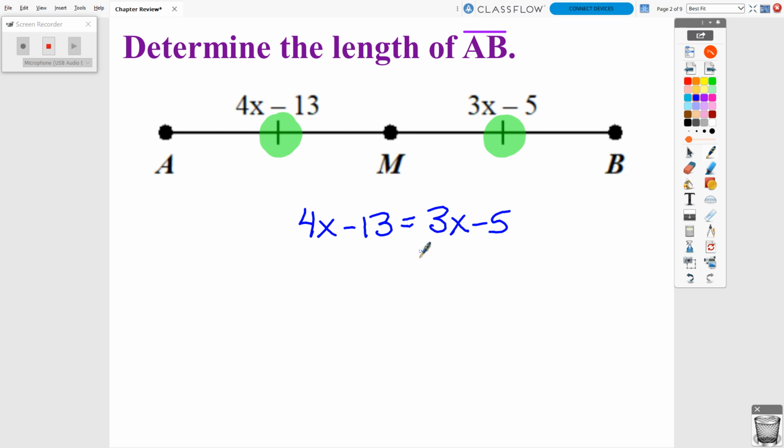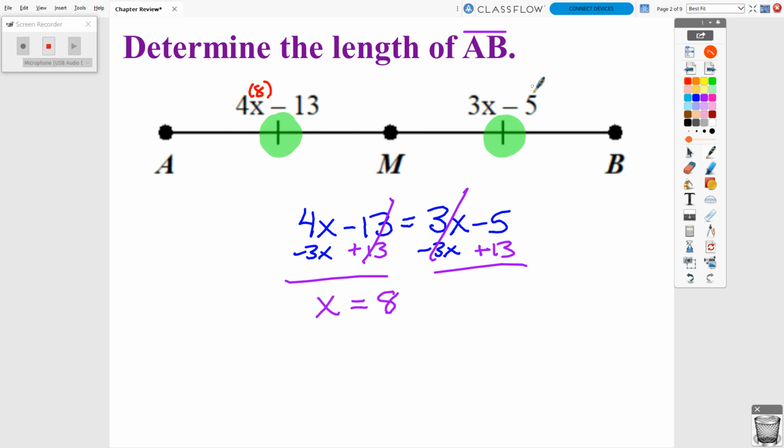So I can subtract my 3x's over to my 4x's, and at the same time I will add over this 13 over to the negative 5. So that's gone, that's gone. I'm left with just really one x, or x equals negative 5 plus 13 is 8. Now, that is not necessarily the length of segment AB, but that is the value of x for this particular problem. So if I plug 8 back in, and what we should notice is that these come out to be the same length, okay?